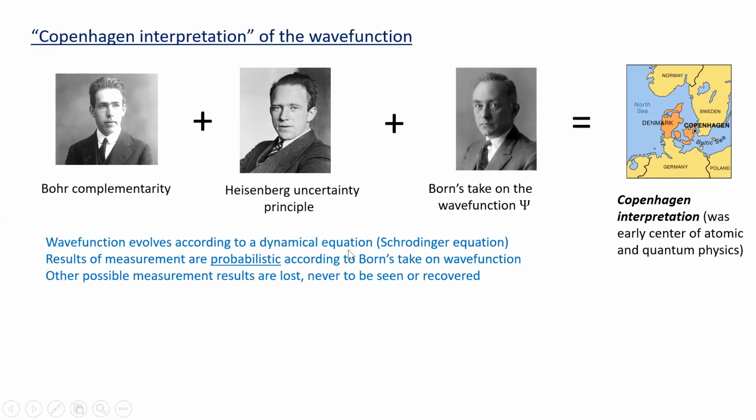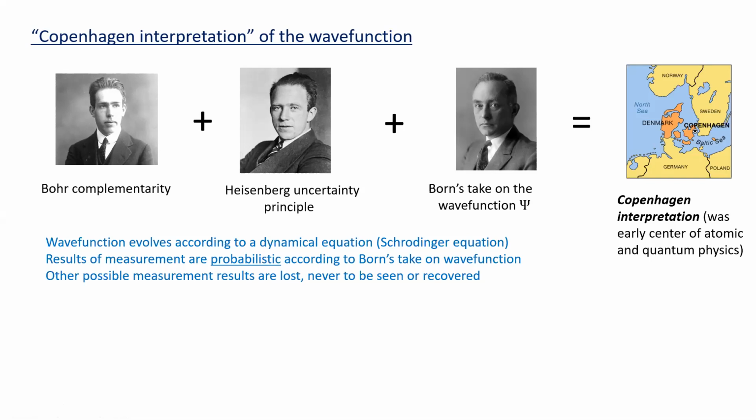So that means it's probabilistic because it could be found in a range of different places. And all that we can talk about are the probabilities of finding it in one place or one area versus another. And thirdly, once a measurement is made, one of these possibilities is picked following these probability laws, and other possible measurement results are lost, never to be seen again or recovered. So these are some strange ideas.